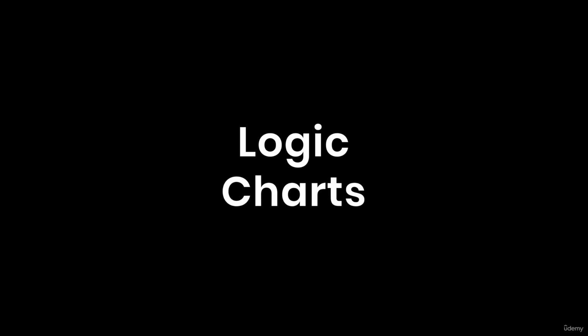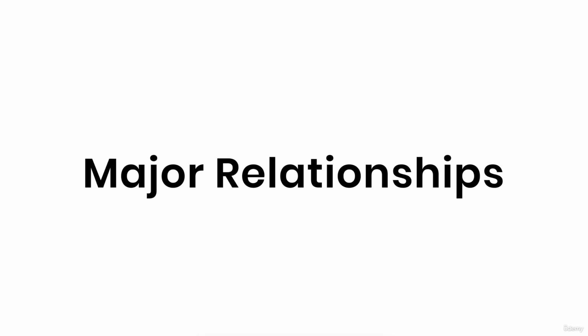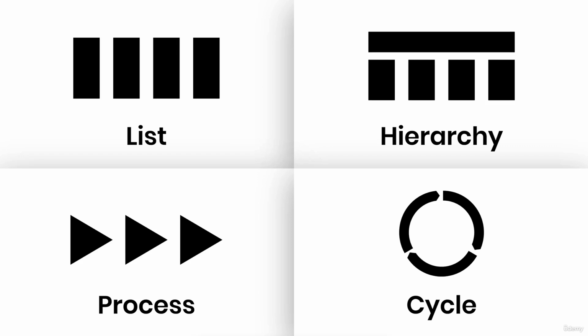The other kind of chart is logic charts. Before we go into the designs, we need to understand the major relationships of information, which can be categorized into list, hierarchy, process, and cycle. First of all, for a list, all information is on the same level.